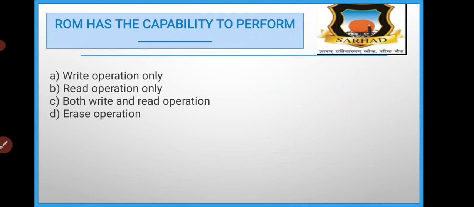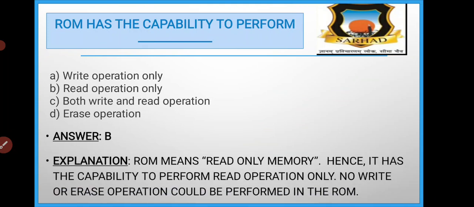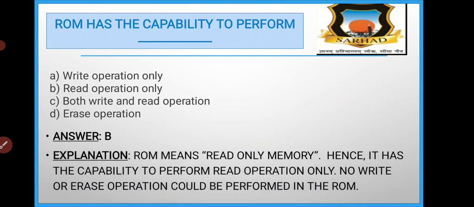Option C, both write and read operation, and option D, erase operation. So the correct answer is option B, that is read operation only, because ROM means read only memory, hence it has the capability to perform read operations only, and no write or erase operation could be performed in the ROM. So option B is correct.